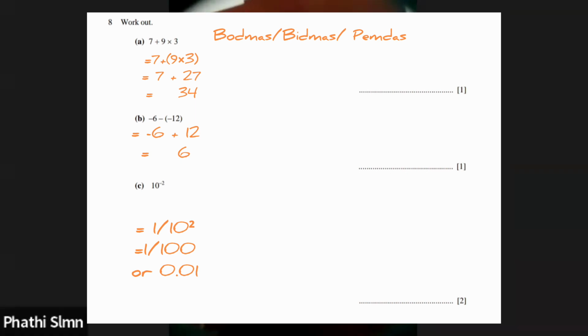1 over 100. You can leave your answer as a fraction like this, or as a decimal fraction, so it would be 0.01. Well done. Either way you still get your full marks. Well done, guys. You're doing so well.